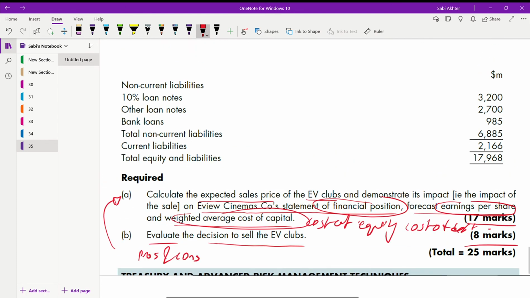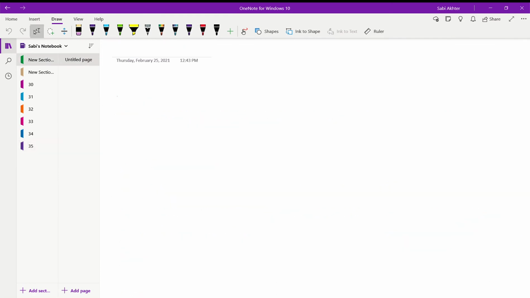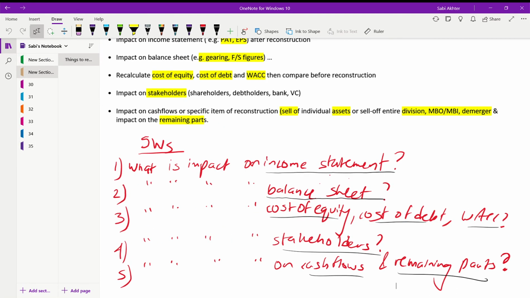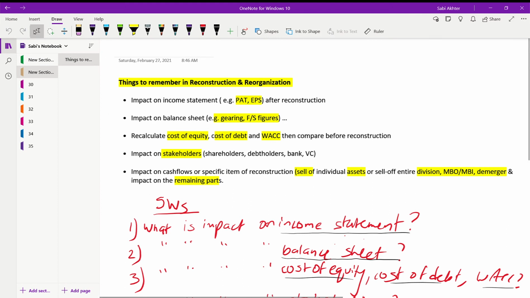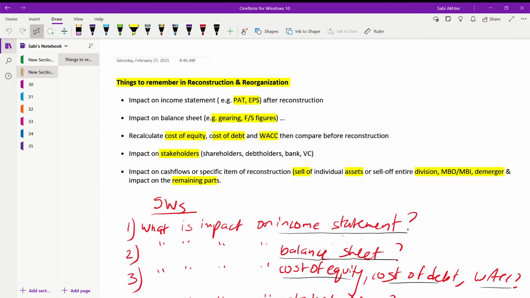So that's it for this reconstruction and reorganization. Again, I will take you back to these 5 key areas, 5 questions and 5 key areas. Your 5 W's, 5 whats, because every question starts with what. What is the impact on this? So let me summarize everything again and repeat what I discussed today at the start. Impact on your income statement, impact on balance sheet, impact on your WACC, impact on stakeholders, impact on the remaining part, and also on specific items such as cash flow. So that's it. With this, I end this video here.